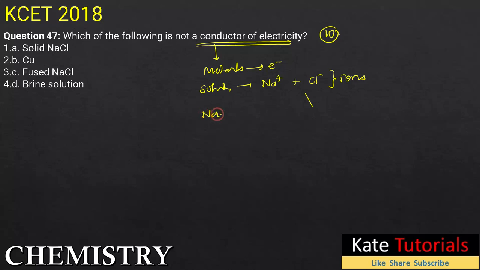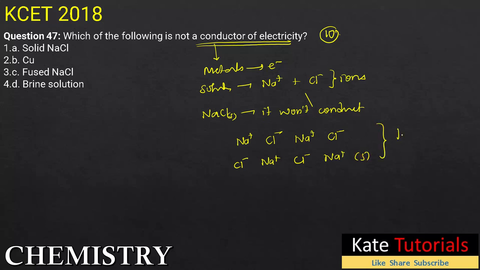Similarly, if I have solid NaCl, it won't conduct electricity. Why? Because Na plus will be attracted by Cl minus, and Cl minus will be attracted by Na plus, like this: Cl minus, Na plus, Cl minus, Na plus. So there won't be any movement. In solid state they are bad conductors.